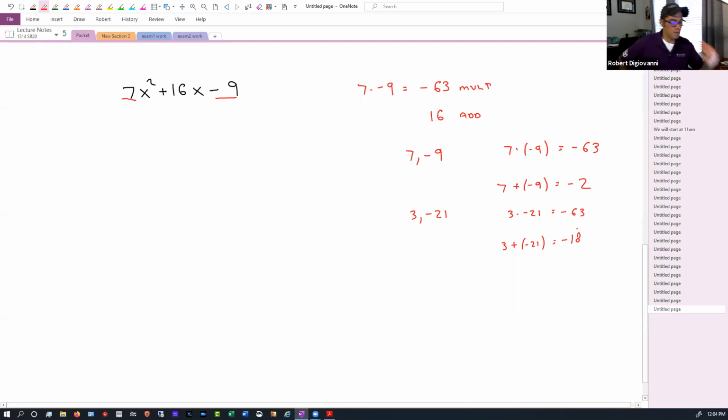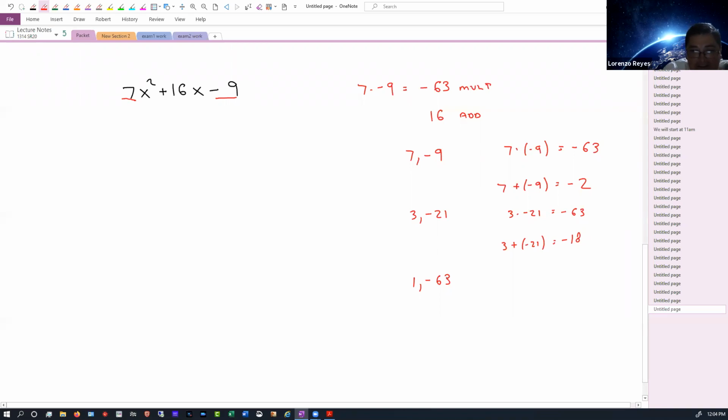Can you think of any other numbers? How about 1 and negative 63? Those multiply, right, to be negative 63? But they definitely don't add up to be negative 16 or positive 16. What do y'all think? I think this one's hard.